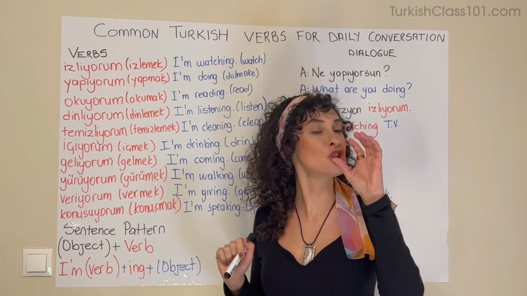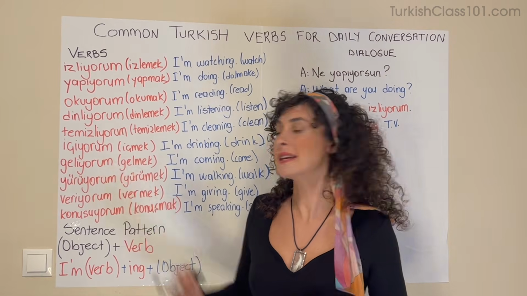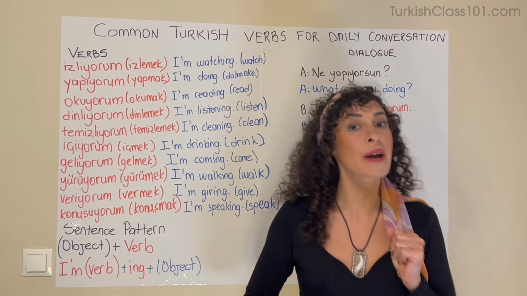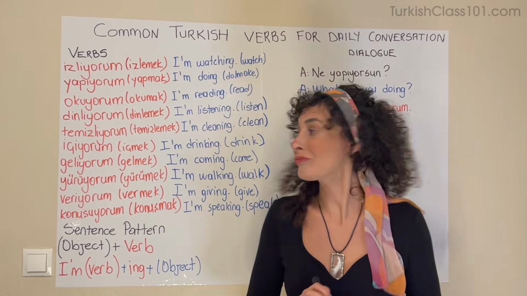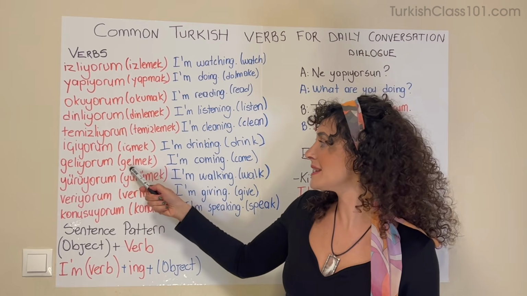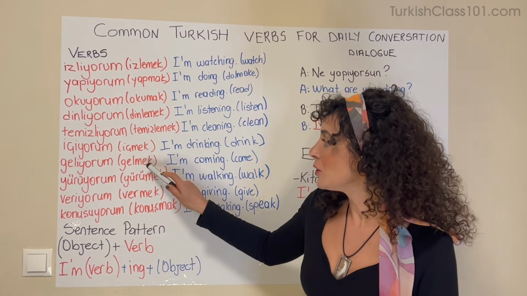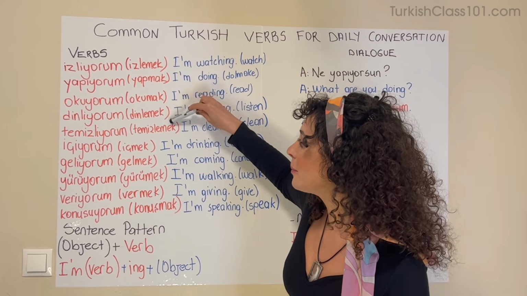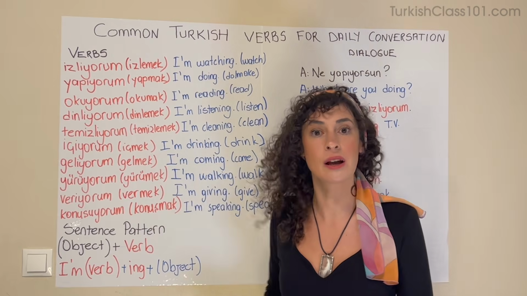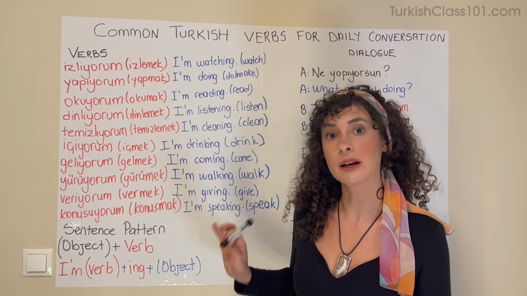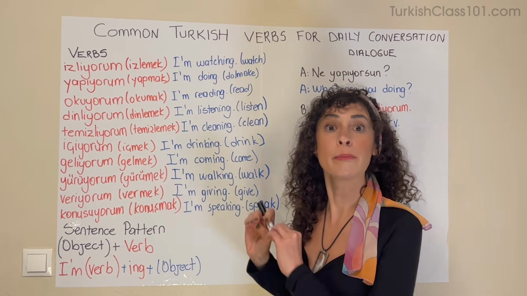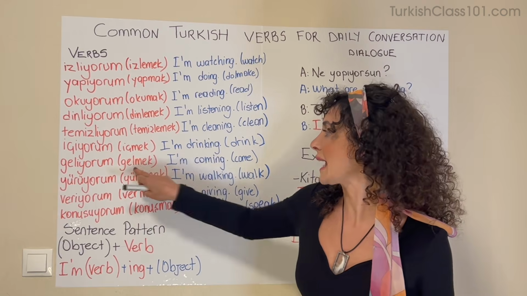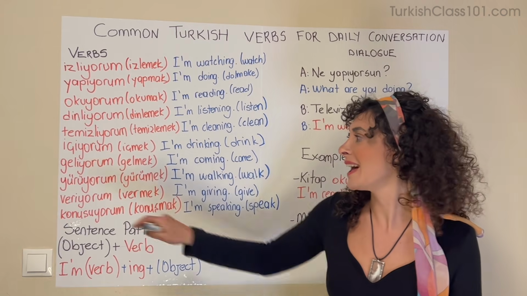İçmek. The next one is geliyorum. I'm coming. And the dictionary form we see here, gelmek. You can see the ending here. Take the mek of the dictionary form before adding any suffix. So, geliyorum, I'm coming, gelmek, come. Let's see the other one.